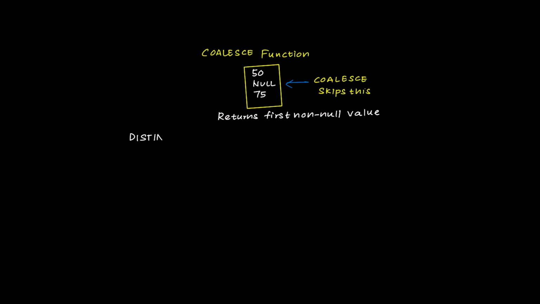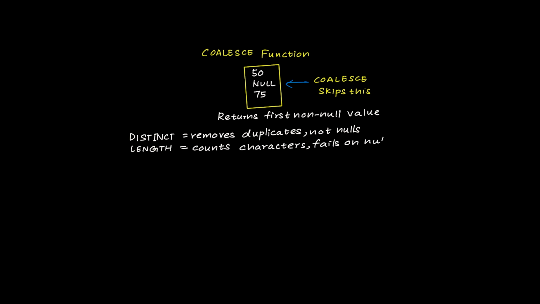Distinct removes duplicate rows from query results. Useful for deduplication, but it doesn't handle nulls or substitute values during math. Length tells you how many characters are in a text string. It measures text length. It would actually fail on a null just like anything else. Trim strips spaces from text. Great for whitespace problems, but it does nothing for missing data.